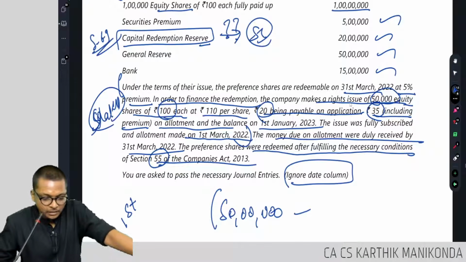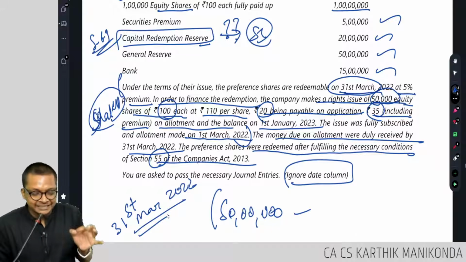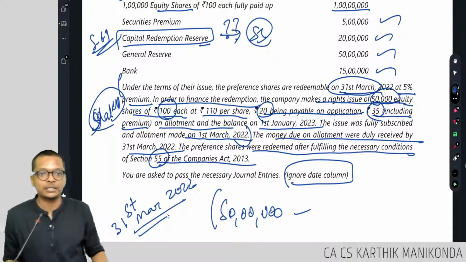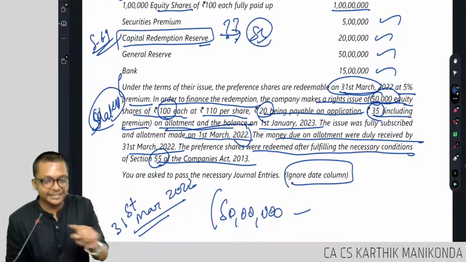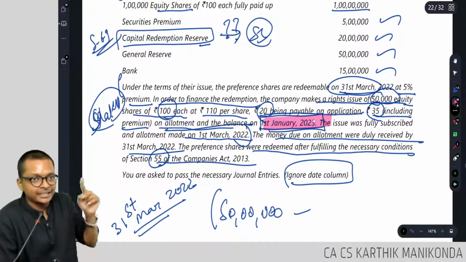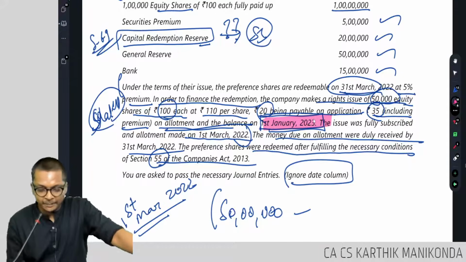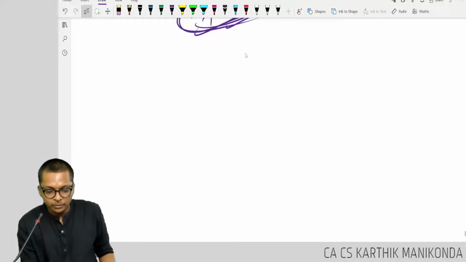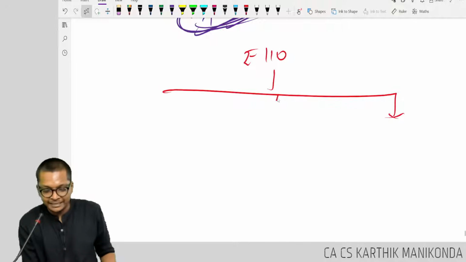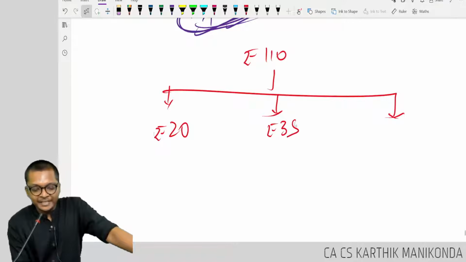Check the question. Redeemable on 31st of March 2022. Up to this date, how much of the equity shares issue is done? Up to allotment only is done, correct? Because the balance final call is on, look at this very carefully, 1st Jan 2023. Are you following, guys? If you look at the breakup, it is 50,000 equity shares of 100 each at 110. Let us write that breakup. Rupees 110 per share, they are collecting as follows. How much on application? 20. Allotment how much? 35 including premium.